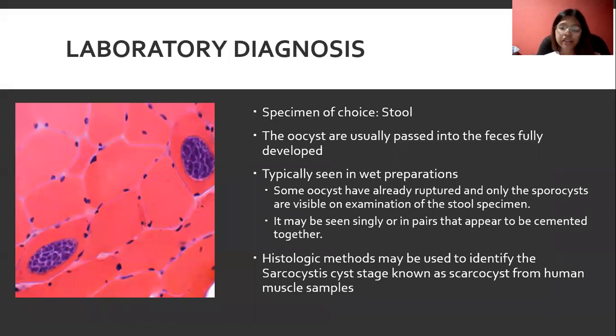Okay, so laboratory diagnosis natin. Specimen of choice is stool. The oocysts are usually passed into the feces fully developed, typically seen in wet preparation. So some oocysts have already ruptured, and only the sporocysts are visible on examination of the stool specimen. So it may be singly or in pairs that appear to be cemented together.